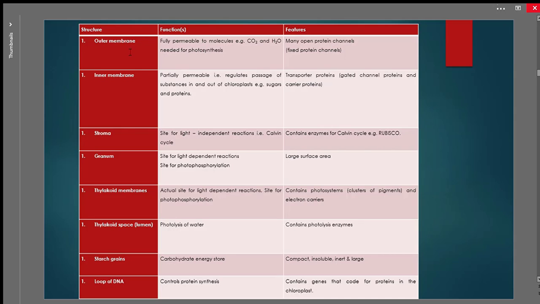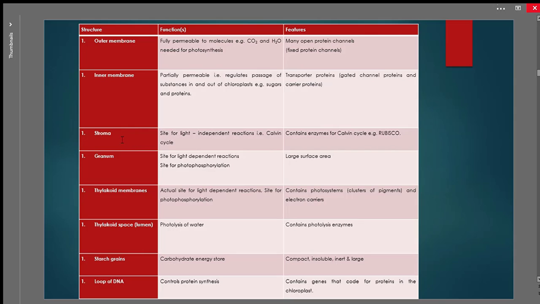Now, what makes these two have those differences? The outer membrane is made up of open protein channels, what we refer to as the fixed protein channels. But the inner membrane is made up of the transporter proteins, which we refer to as the gated channel proteins or carrier proteins. From the name itself, gated, it means that they act as a gate. They regulate what moves in and what moves out. Just like when we talk about gated communities or gated houses, there is a gate that controls who comes in and who goes out.